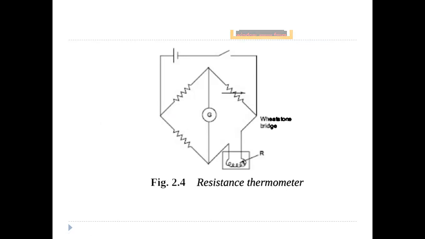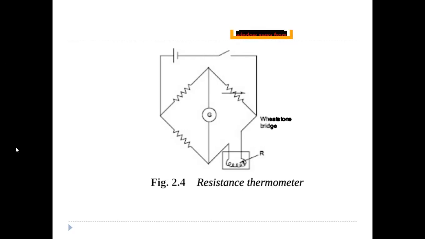So here the thermometric property taken in the electrical resistance thermometer is resistance. We will consider a Wheatstone bridge here, as shown in the figure.